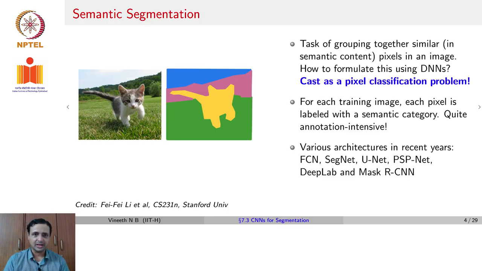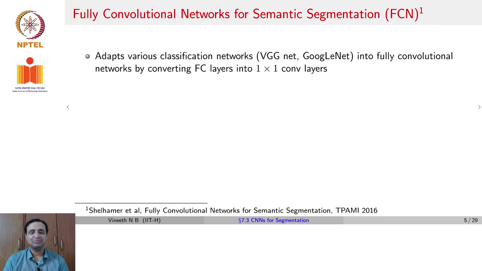There have been various architectures in recent years such as FCNs, SegNet, UNet, PSPNet, DeepLab, MaskRCNN. We'll cover each of them in this lecture. Starting with FCNs, or fully convolutional networks for semantic segmentation, which was proposed in 2015 and 16. They adapted various classification networks such as VGGNet, GoogleNet, and so on, into fully convolutional networks by converting the FC layers into 1 cross 1 layers.